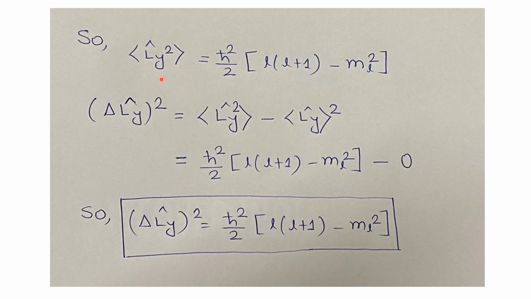So what we have, the expectation value of Ly square equals h cut square times L into L plus 1 minus ml square. This quantity, del of Ly cap whole square, is basically the expectation value of Ly square minus the expectation value of Ly whole square. The expectation value of Ly is 0, so the surviving term will be the expectation value of Ly square. This will give h cut square by 2 times L into L plus 1 minus ml square. So our del of Ly cap whole square is basically h cut square times L into L plus 1 minus ml square. This is the expression for the general state L comma ml.